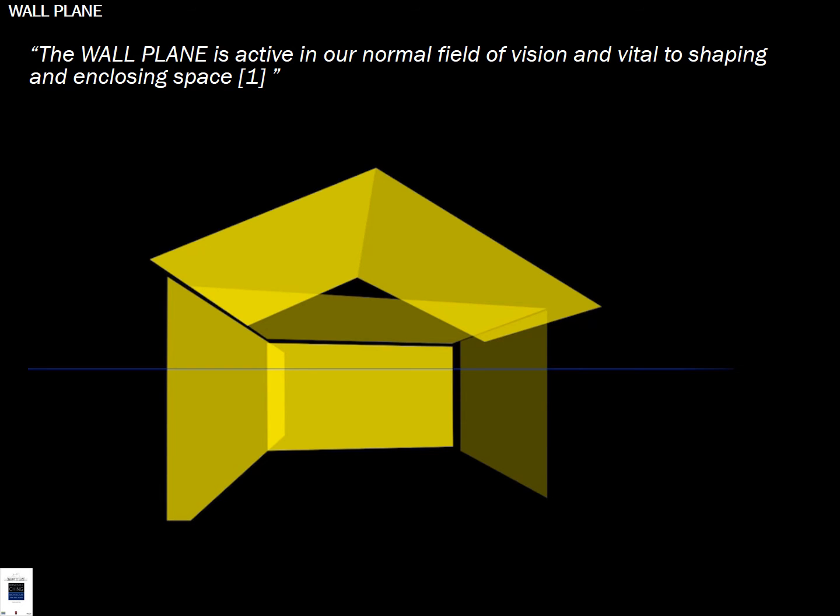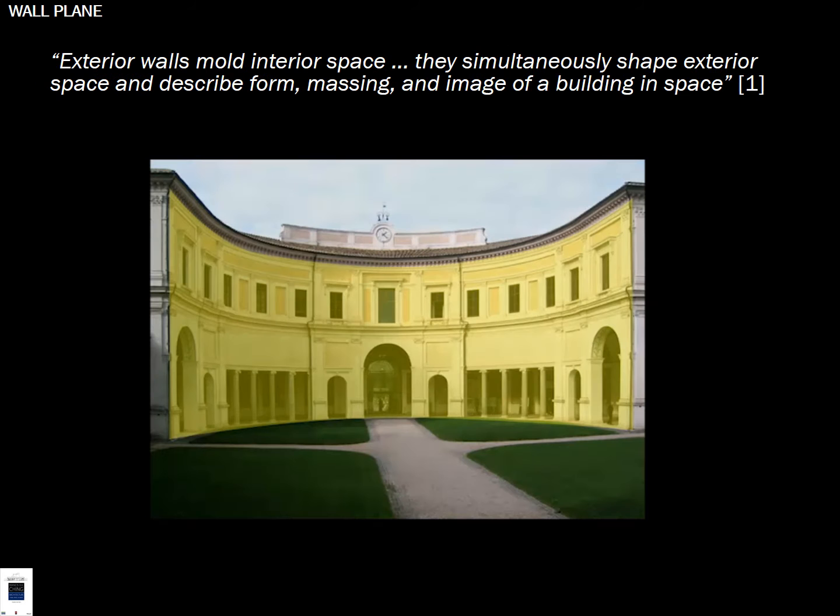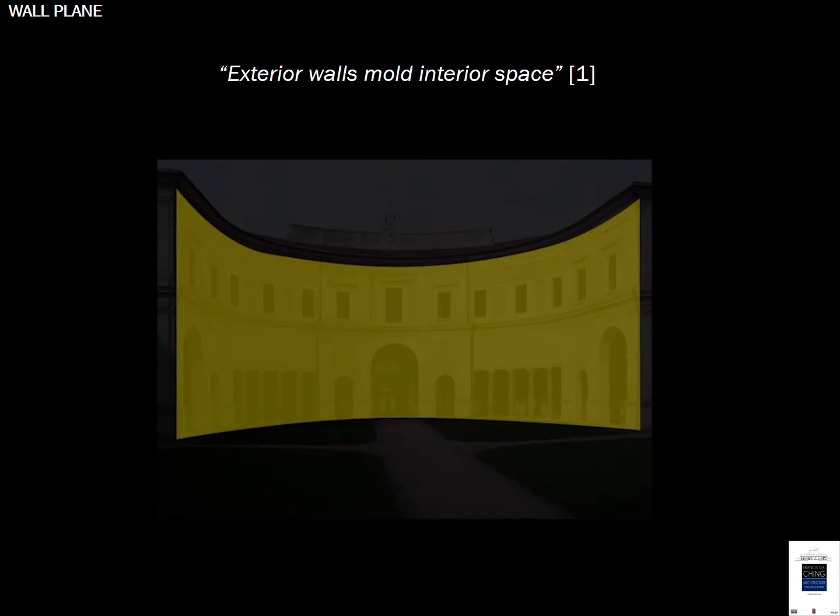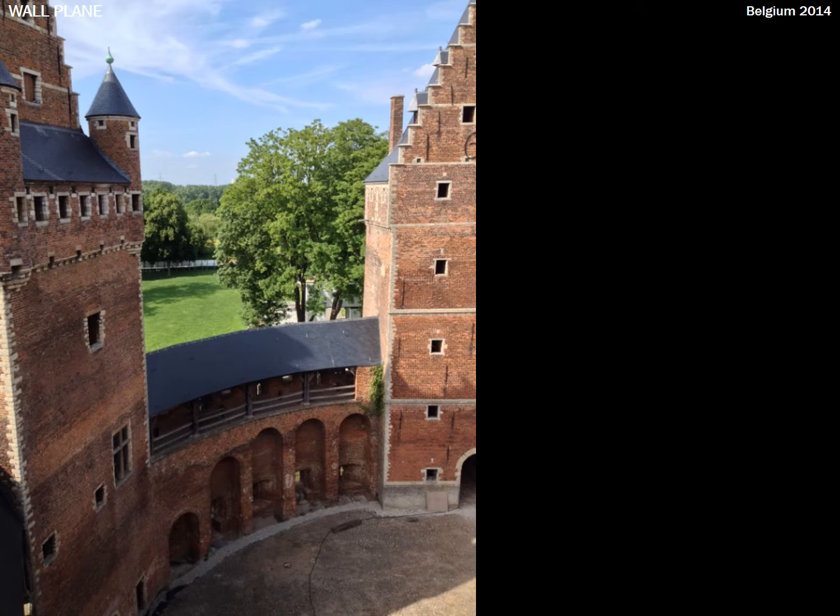So the wall plane is certainly critical in defining our space, as well as the ceiling plane. The exterior facade wall planes can define the interior, as well as the interior defining the exterior. So you can imagine the space within defined by this exterior wall. And so here's an example of how that curved exterior wall defines the interior space.